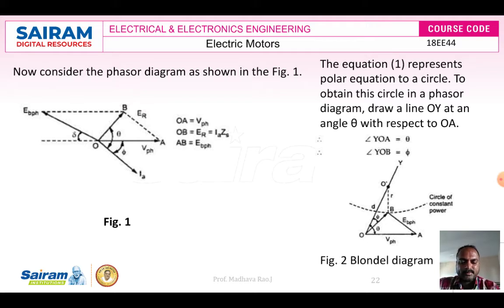Now coming to the phasor diagram of the synchronous motor. Here delta is the load angle. When the load increases, the load angle increases and the current drawn from the supply increases, but the speed remains constant in a synchronous motor. Due to that concept, from the previous equation, we can draw the phasor diagram of the synchronous motor. The first figure shows the phasor diagram and the second figure shows the Blondel diagram. Here we are changing the angle theta with respect to the OA line, so you can get the circle of constant power. Theta and phi, the power factor angle and load angle, you will get from the Blondel diagram.